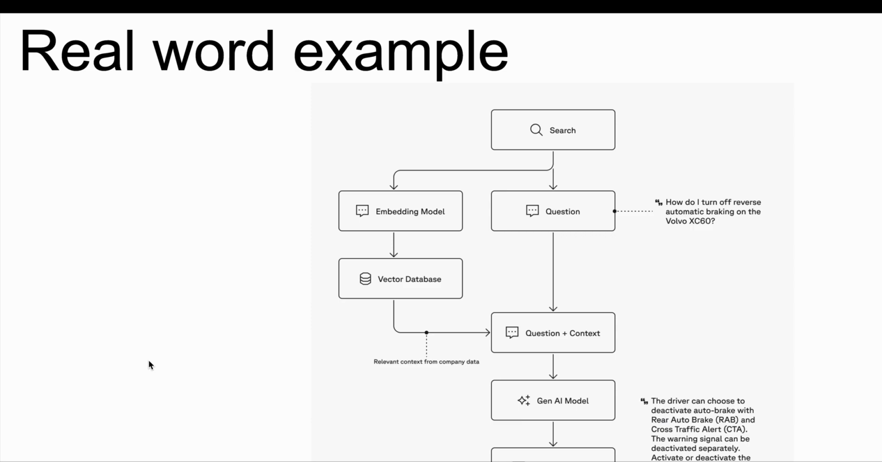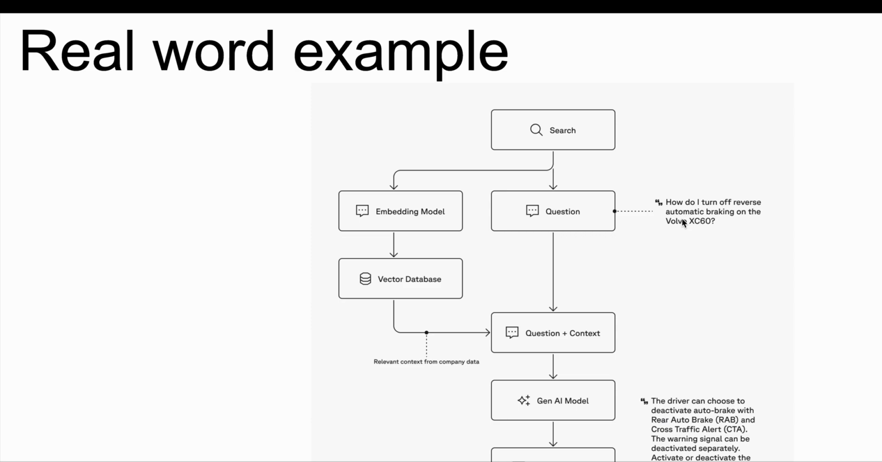Now let's see a real-world example, right? Say I'm just a user, an owner of a car, and I want some information about automatic braking. If I do a simple keyword search, I need to read the manual, go to the specific page, and check how I can turn off the reverse automatic braking in a Volvo, right? But with AI search, the entire process is very seamless. We can get our response within a second, right?